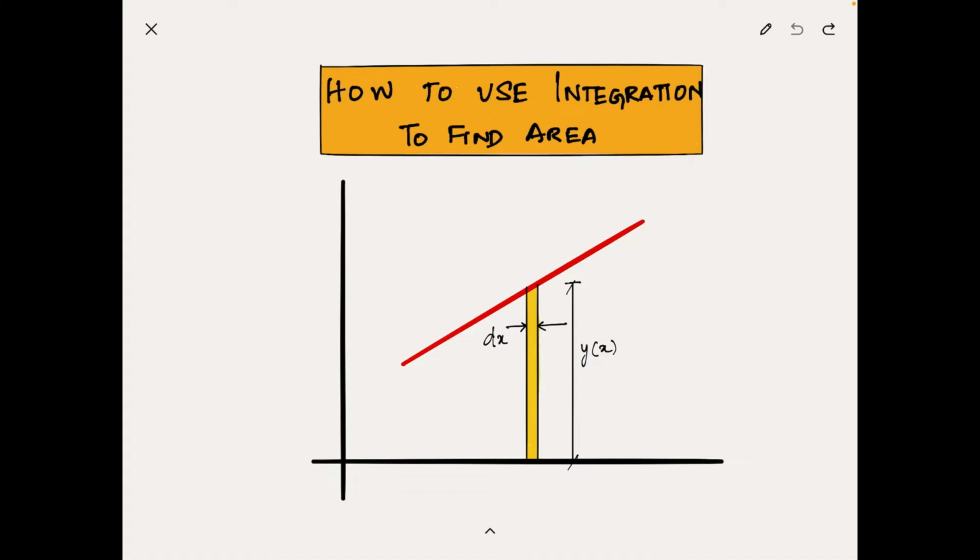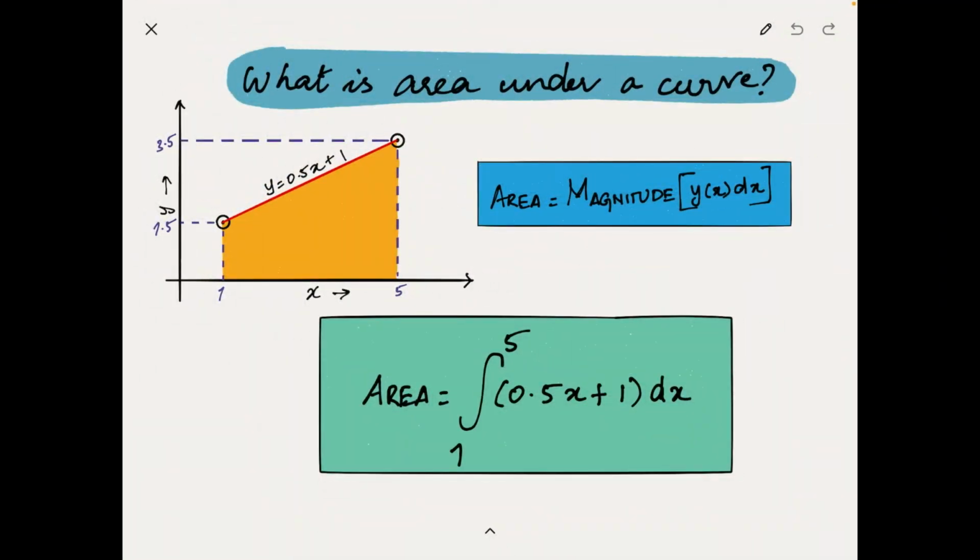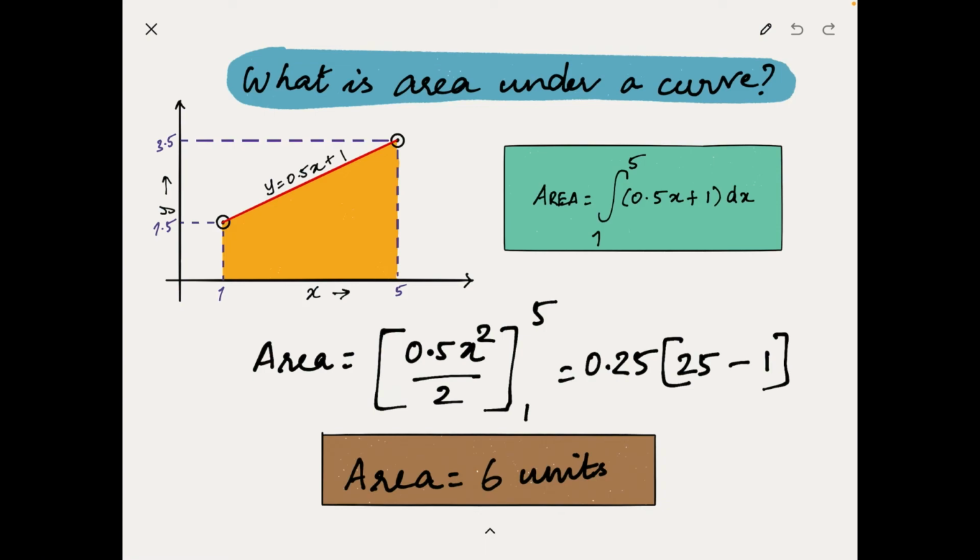Let us first define a small strip below the curve with thickness dx and with height y as a function of x. Assuming the strip to be a rectangle with the area of dA, we have dA is equal to y of x times dx. Then the area integral of the linear curve will be A is equal to the integral of y of x times dx between the intervals a and b. Here a and b are lower and upper limits respectively. So if I apply the area integral to the linear curve within the limits 1 to 5, I will have area is equal to the integral of 0.5x plus 1 times dx between the limits 1 to 5. And solving this integral, we will get the area under the curve to be 6 units.